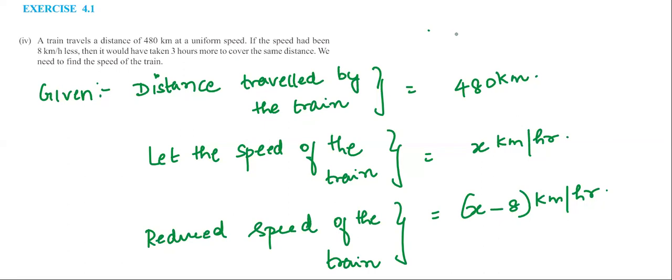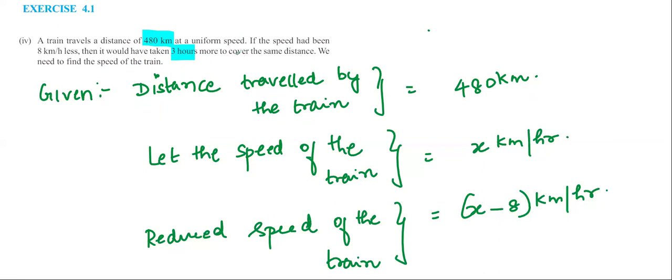What is the question? This is a speed distance time question. A train travels a distance of 480 kilometers at a uniform speed. If the speed had been 8 kilometers per hour less, then it would have taken 3 hours more to cover the same distance. We need to find the speed of the train. In this question, the distance is given as 480.